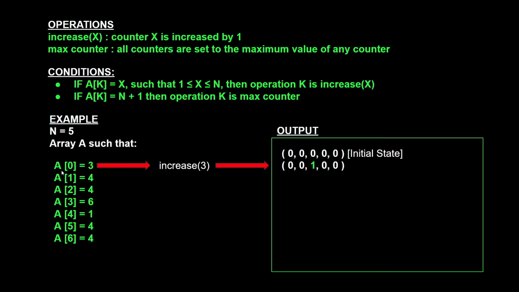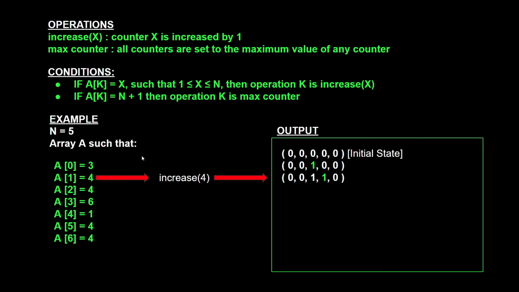For our first element, A at 0 is equal to 3. So we want to increase 3. On our output, we go to the third element, so 1, 2, 3, and we increase it by 1, because the increase is actually increasing the value at x. So we increase the value at 3.